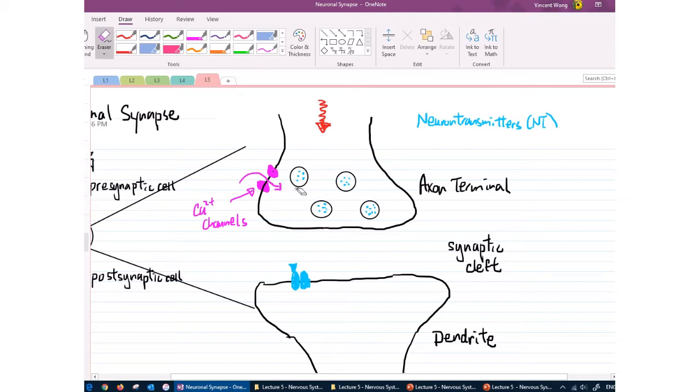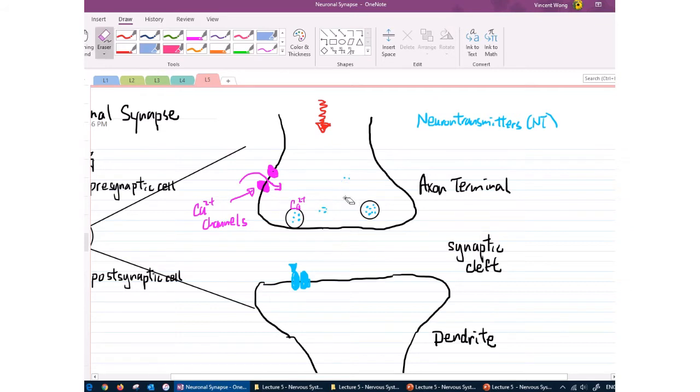Once the calcium goes into the axon terminal, then the calcium will bind to these vesicles. Okay, so the purpose of the calcium is to push these vesicles towards the edge of the axon terminal. Once the calcium binds to it, this thing is going to move towards the edge, like that. Okay, and all of these will move towards the edge.